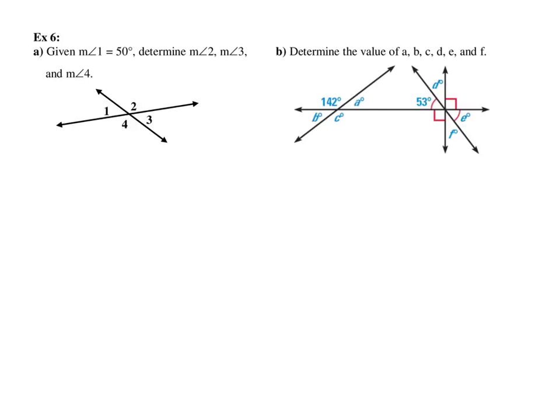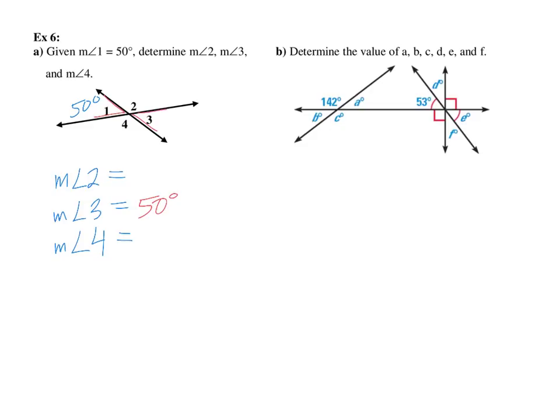All right, a couple examples now, working with numerical values. Given the measurement of angle 1 is 50 degrees, determine angles 2, 3, and 4. So the measurement of angle 1 is 50 degrees, and I'm trying to figure out 2, 3, and 4. Now these are vertical angles, so the measurement of angle 3 is 50 degrees. And the measurement of angle 2, what's that going to be?